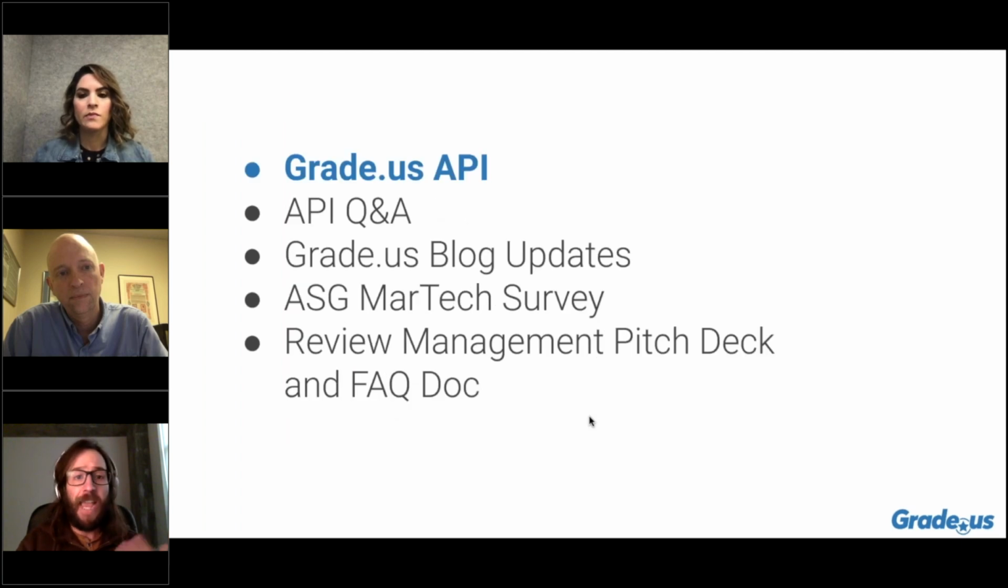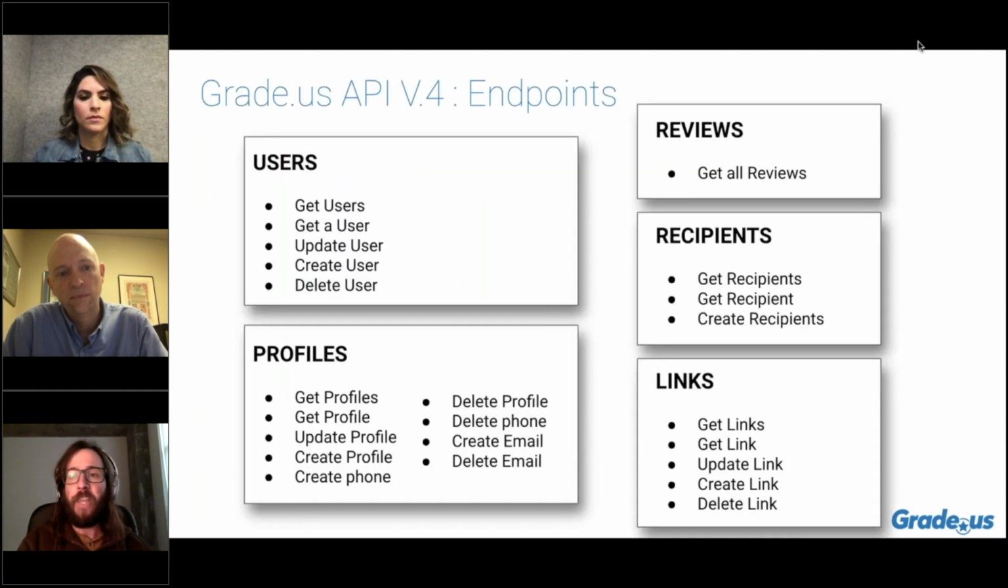So just to start diving into the Grade Us API, Carson, we're going to talk through these endpoints that we've added. What did we already have? What's new? If you can explain and maybe go from users all the way through links, how this is going to work for our agency and partner customers.